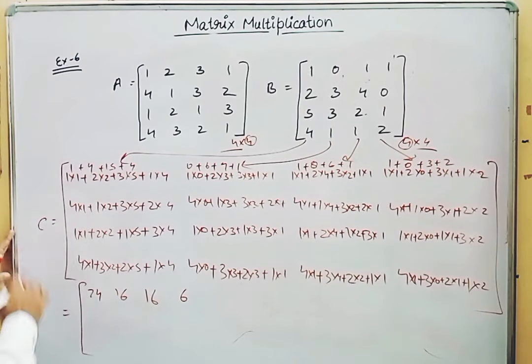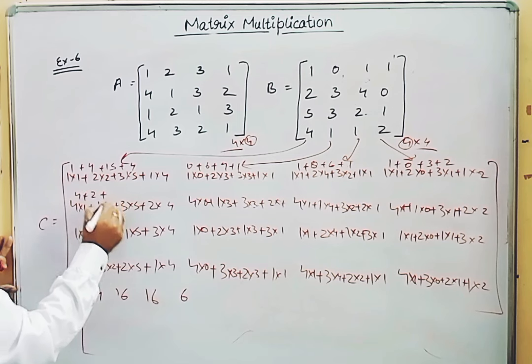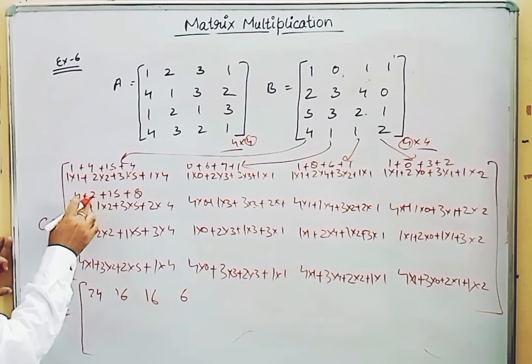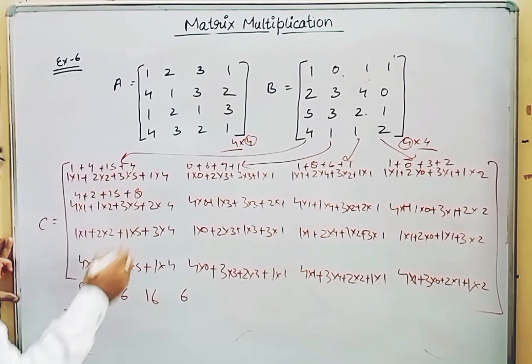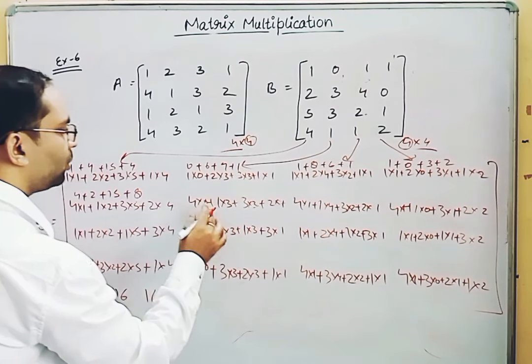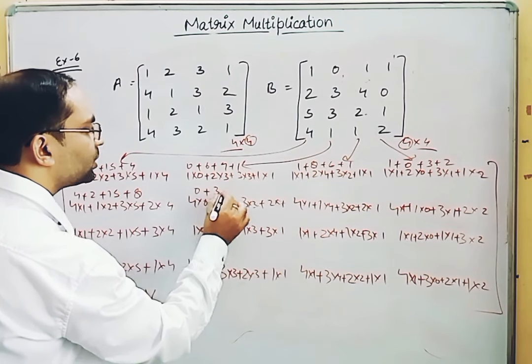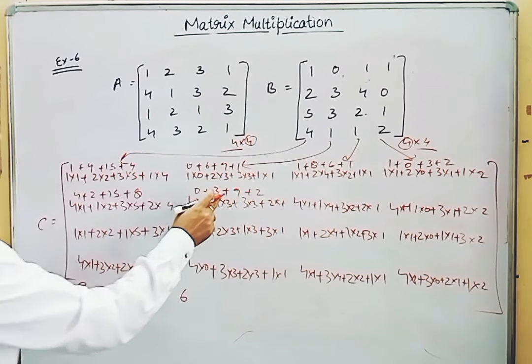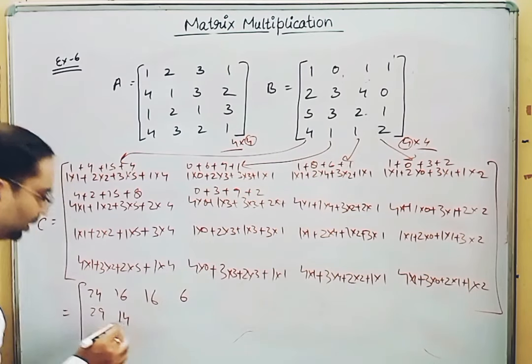In the next row, 4 into 1 is 4, plus 2 into 1 is 2, plus 3 into 5 is 15, plus 2 into 4 is 8. So this is 4 and 2 is 6, 6 and 15, 21, 21 and 8, this is 29. Next is 4 into 0, that is 0, plus 3 into 1 is 3, 3 into 3 is 9, 2 into 1 is 2. So we can have 3, 9 and 2, that is 12, 12 plus 2, 14.